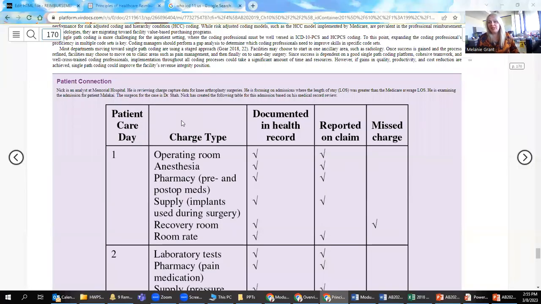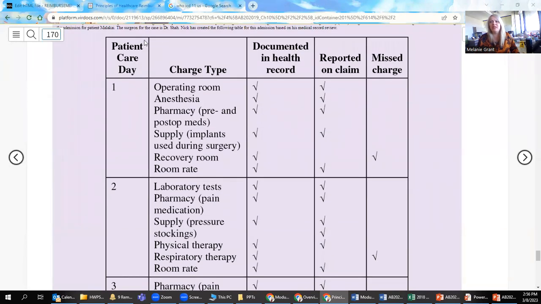So here I have our patient connection where Nick is taking the information from analyzing for a patient named Malachi. He's really looking at the length of stay for the patient in the facility, and determining exactly what's going on with this patient to make sure that we've collected all of their charges. We can see here on patient care day 1 that there were several charge types and documentation in the record for each. However, on the claim, one of these was missing.